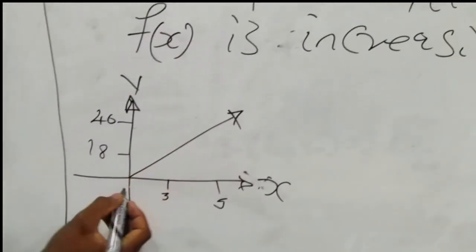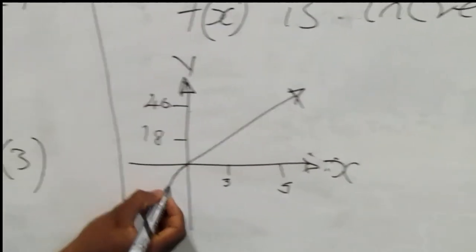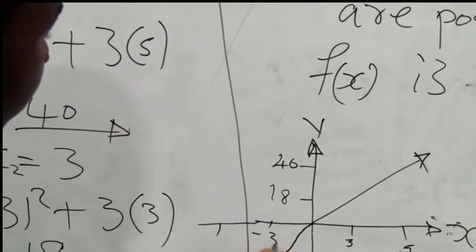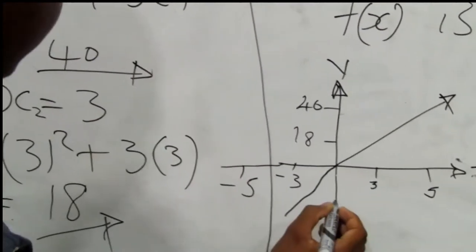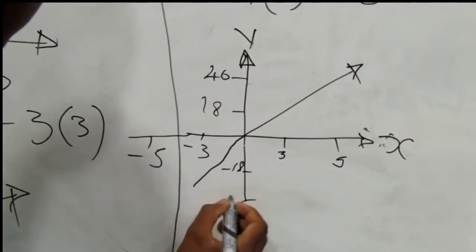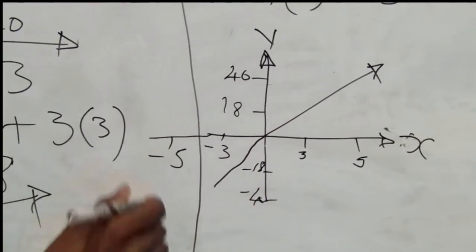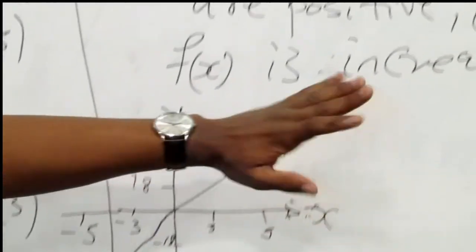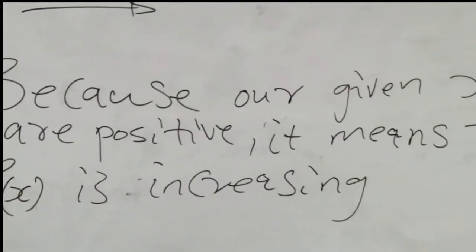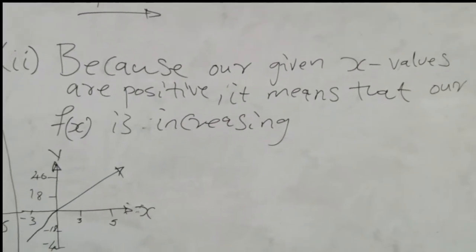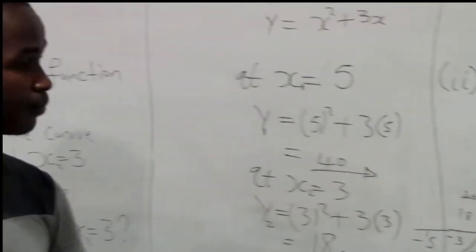If we were decreasing, our x1 and x2 were supposed to be negative. And again, our y1, y2 were supposed to be negative 18, negative 40. But because our x values are positive, we can deduce by saying our f of x is increasing. Here is the proof. Thanks, I will proceed with the first principle.